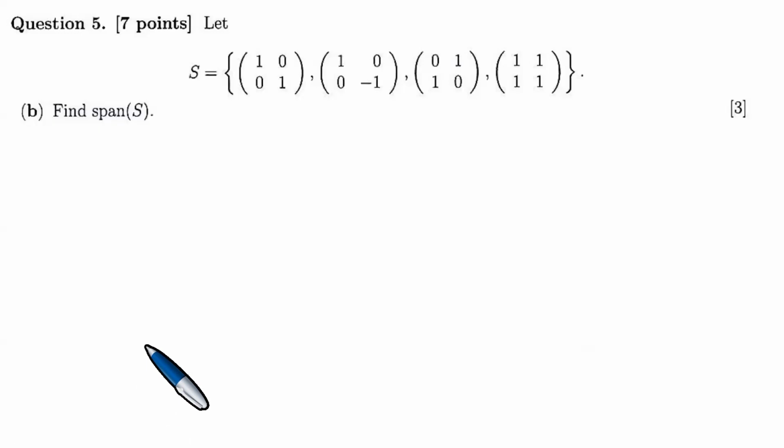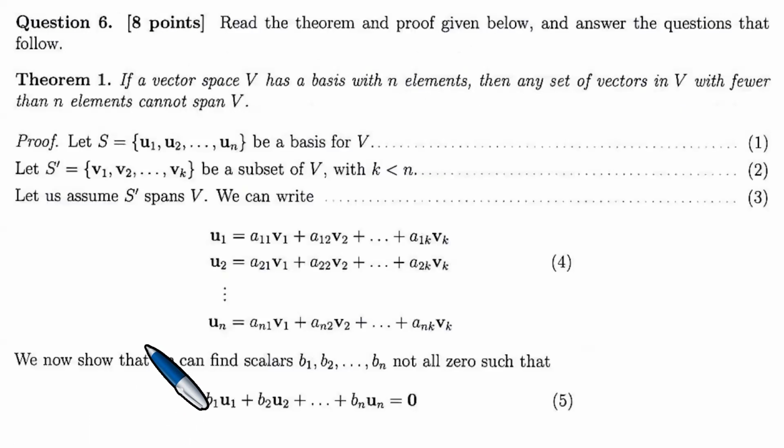Right. So you wanted us to go to 6. Yeah, we're moving to 6. All right. Now this is question 6. Question 6 is long, but I want to give you a hint about how to approach these long questions. Let's read the statement of this theorem. The question says, read the theorem and proof given below, and answer the questions that follow. If a vector space V has a basis with n elements, then any set of vectors in V with fewer than n elements cannot span V.